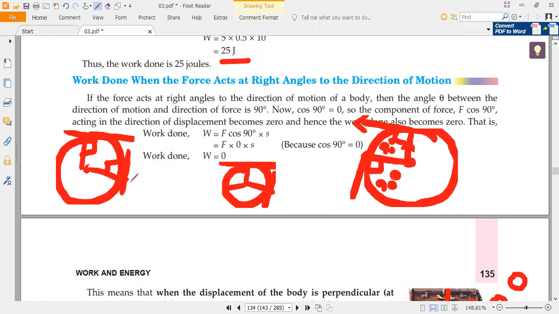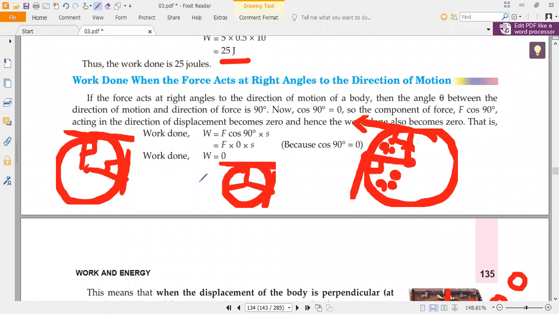Anybody? What is the work done by it? I want the answer from you. Work done by it is equal to what? 0, because the applied force and the direction of motion at every point are at 90 degrees. So cos 90 is equal to 0.